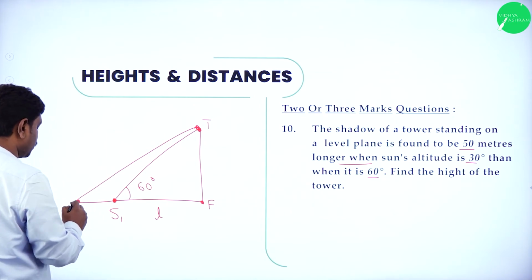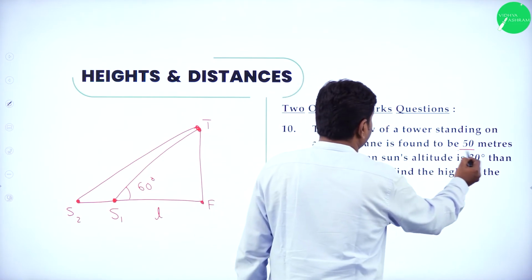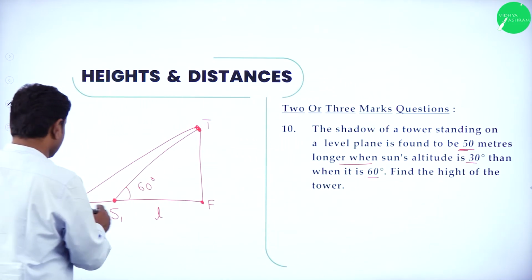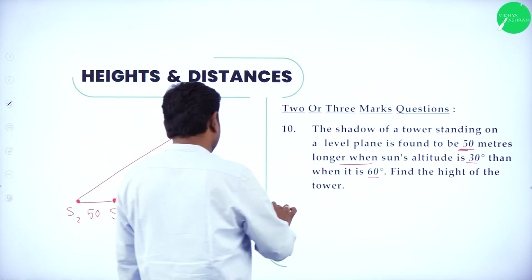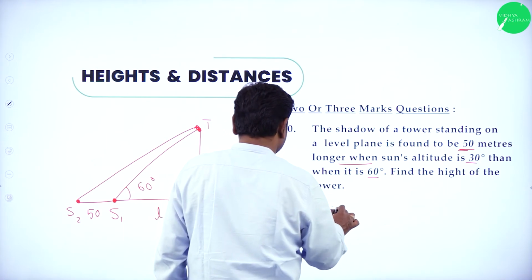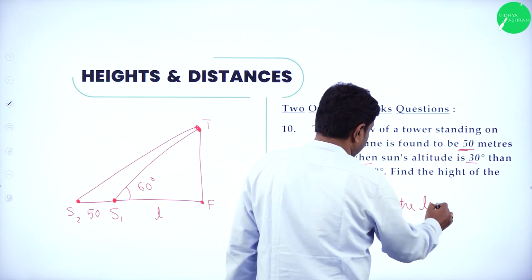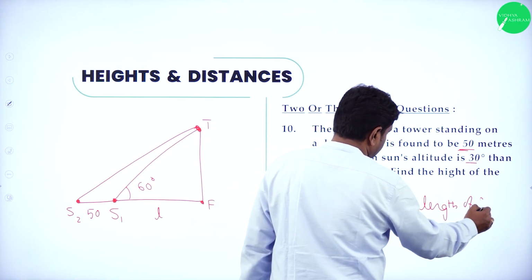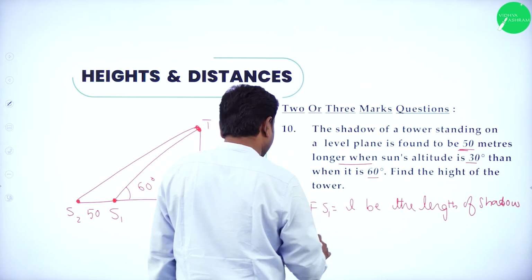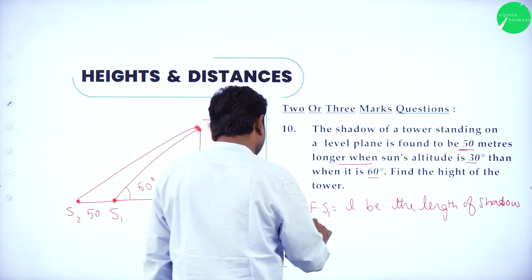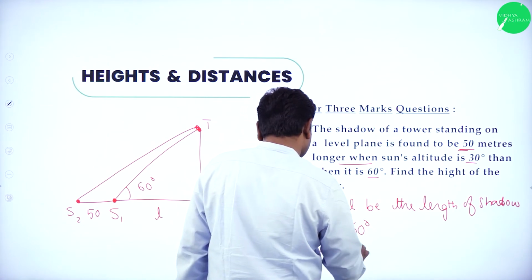The length of the shadow is how much more? It will go to S2. The length of the shadow will be 50 meters longer. Means S1 to S2 it will be 50. So now we will say let FS1 equal to L be the length of the shadow initially. Now FS1, at theta equal to how much? 60 degrees.